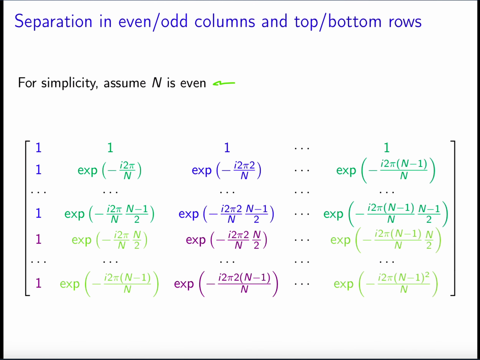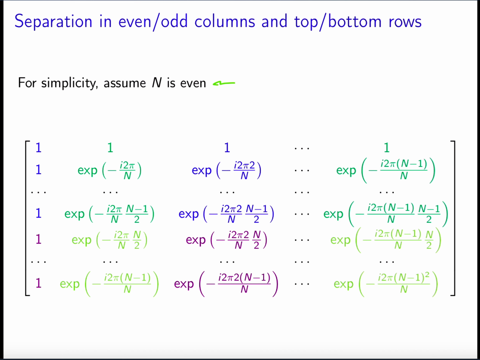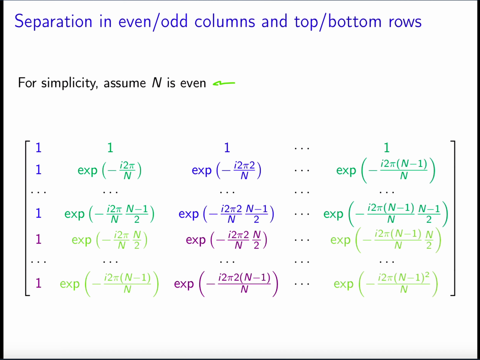Again, I do want to remind you what I'm talking about. If I have the whole DFT matrix, this submatrix of top even columns is exactly the same as this submatrix of bottom even columns, and they're both equal, when I put them together, to an n-half times n-half DFT matrix. Okay, that's what I'm saying.